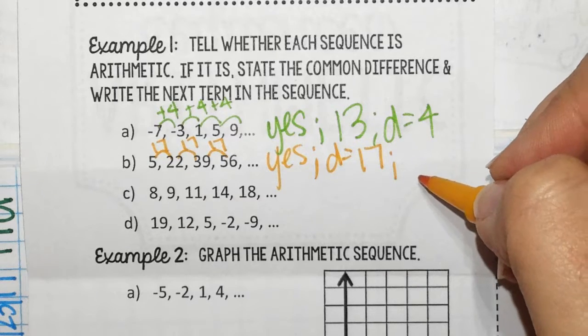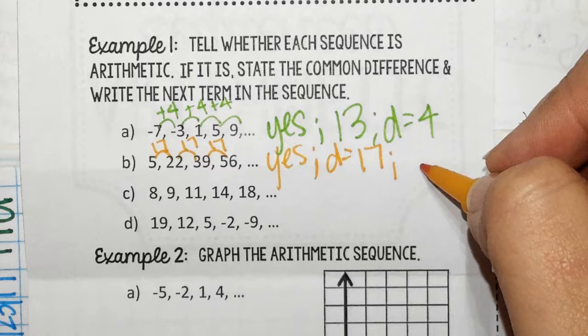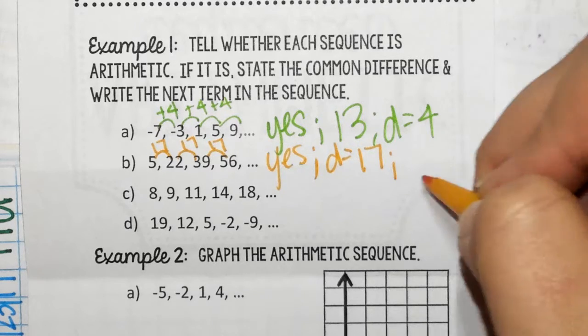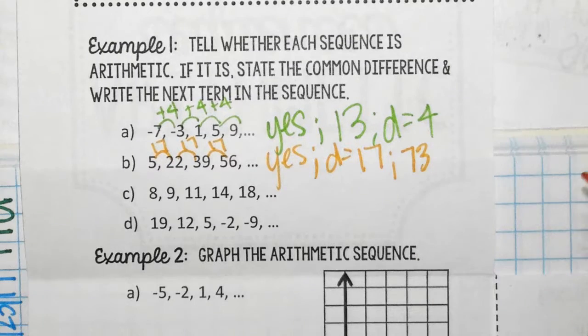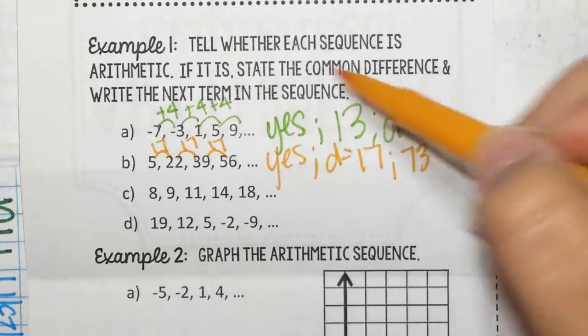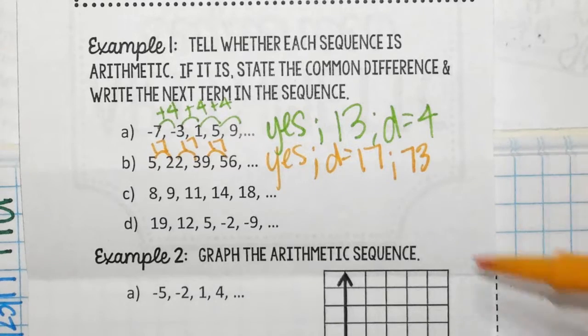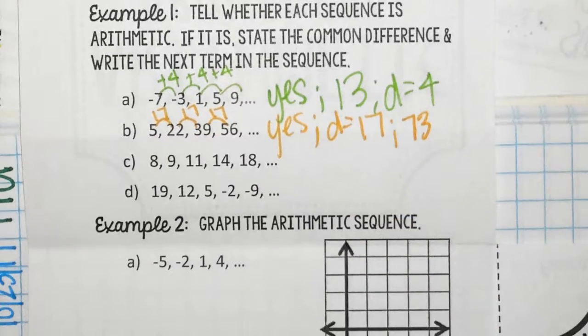That's 73. Can you write it either way? Yep. I didn't write it in the order that it asked us to. I don't know why, but it doesn't matter. Okay, do number 8 without me. Tell me if you think it's an arithmetic sequence or not.